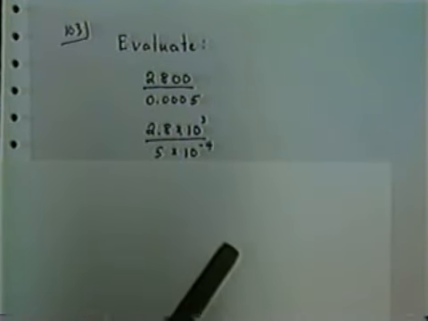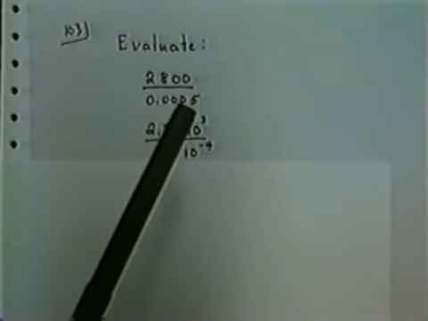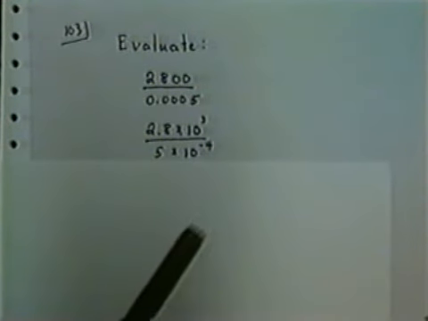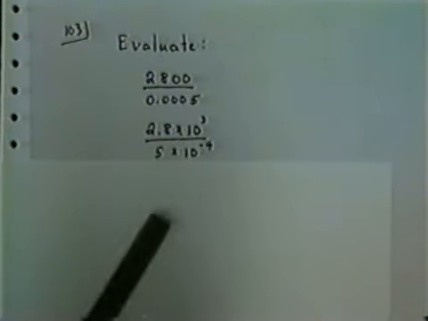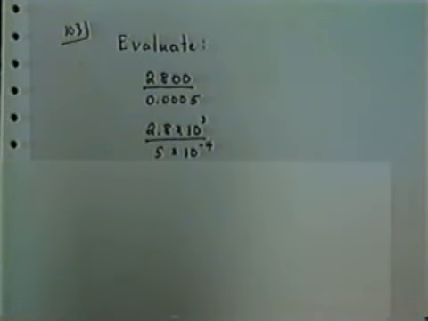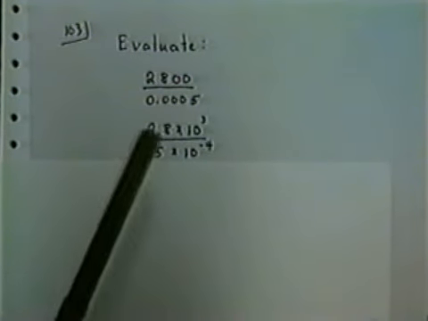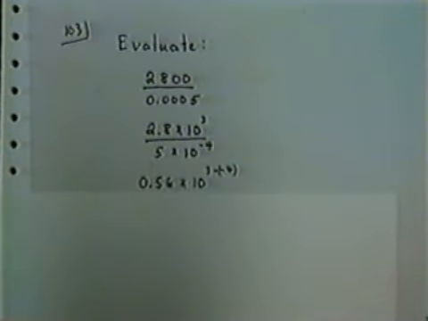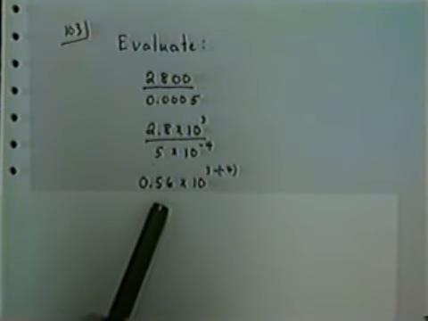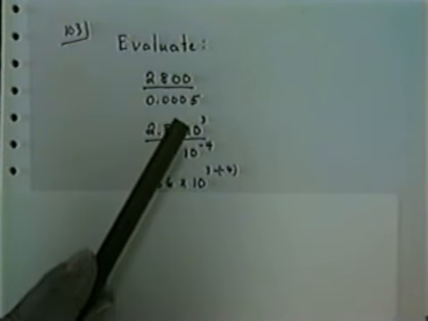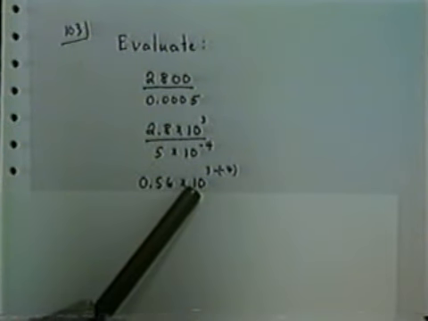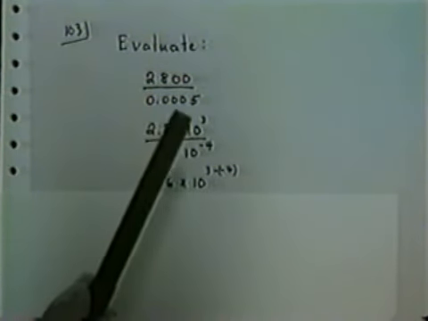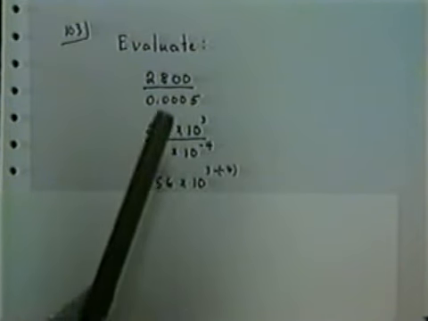5 10,000ths is a small number, so the exponent is going to be negative. In order to get the decimal in the correct position, I need to move it 1, 2, 3, 4 places. So I have 2.8 times 10 to the third divided by 5 times 10 to the negative 4. Now you can take your calculator and do 2.8 divided by 5, and you'll get 0.56. And remember that to divide powers having the same base, I keep the base and subtract the exponents. So I keep the base 10, I subtract the exponents.